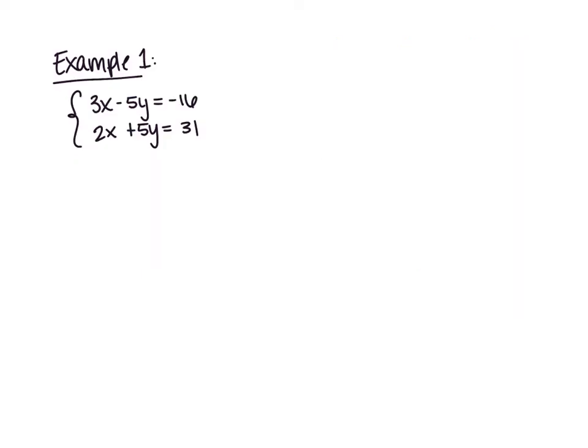So in example 1, we have 3x minus 5y equals negative 16 and 2x plus 5y equals 31. So we notice that they're in standard form, right? My x's are on top of x's, my y's on top of y's, equals on top of equals, and my constant on top of my constant. That's perfect. Our goal, anytime we are solving using elimination, is to have opposite coefficients for one set of variables.